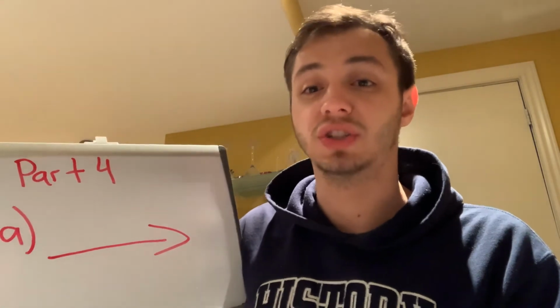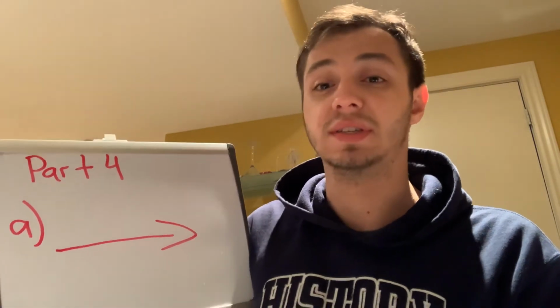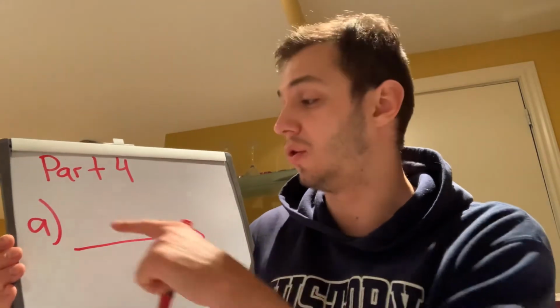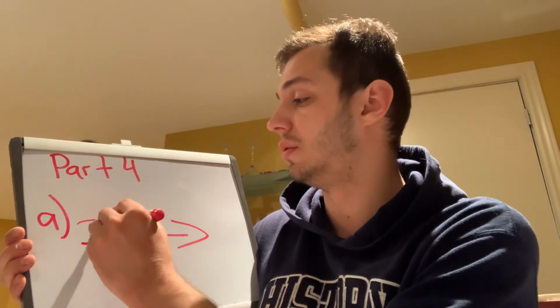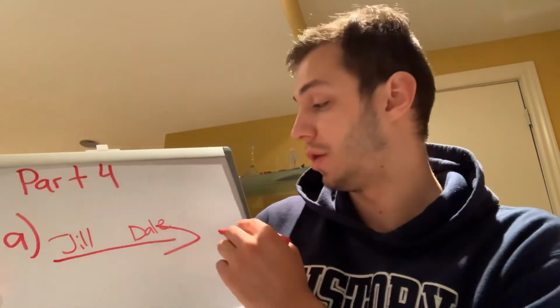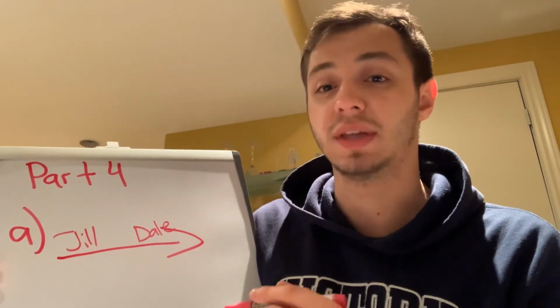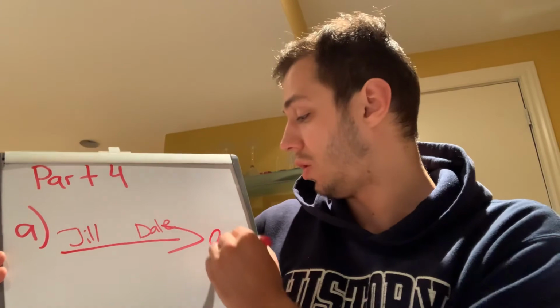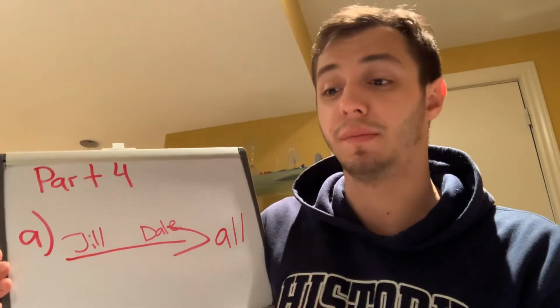So part A tells us Jill read 21 books, and Dale read some other books. Dale read 17 books. How many books did they read in all? Right, so we're comparing 2 different people. We're comparing how many books Jill read and how many books Dale read. Right, so our 2 categories are going to be Jill and Dale. At the end of our arrow, or our big number, is going to be how many books they read in all. So all is going to come at the end of my number family.